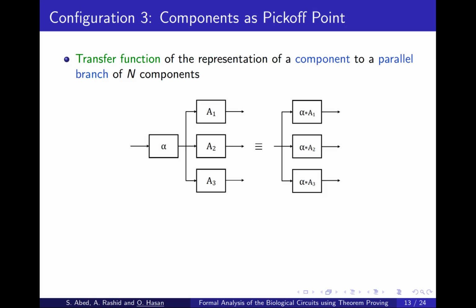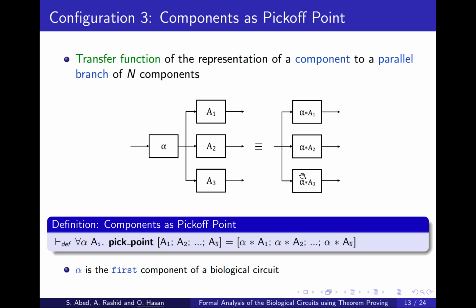Then we have the third configuration, which is composed of a block which is followed by parallel blocks, which again have their transfer functions, and then we can find the net transfer function as described here. And again, we defined a higher-order logic function that is called pick point. It accepts the transfer function of the individual block that is upfront, and then the list of transfer functions of the parallel blocks, and then we get the net corresponding transfer function as described here.